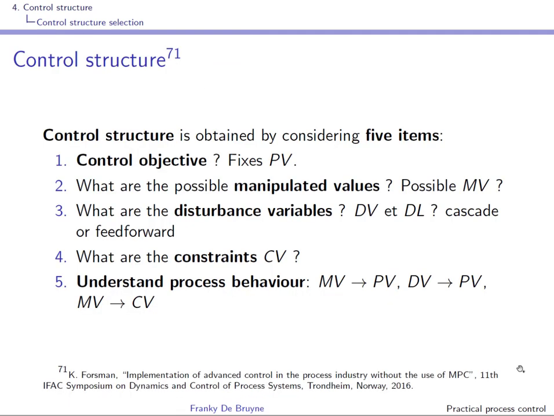We will now go over the first 4 items of this methodology, the systematic methodology to construct a control structure. Item 5 has been considered in the previous section as it deals with process behavior. So we'll start with the choice of the process variable.